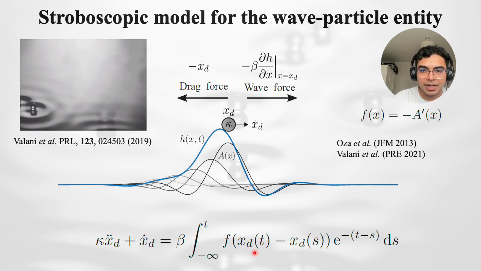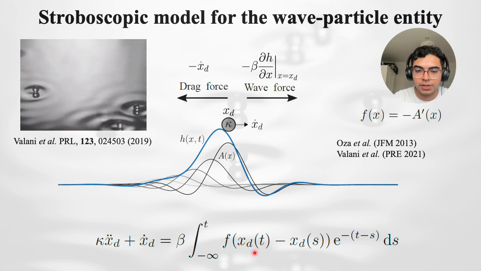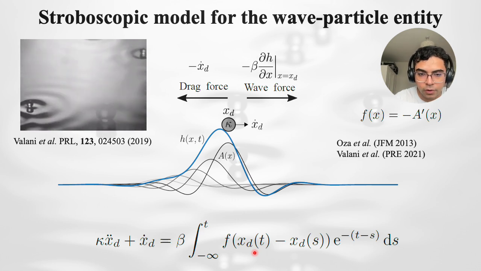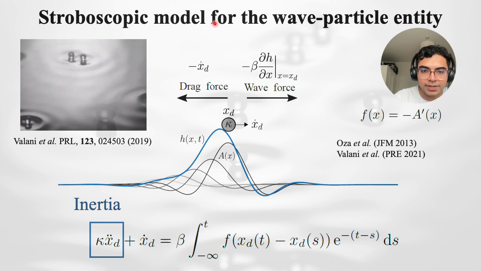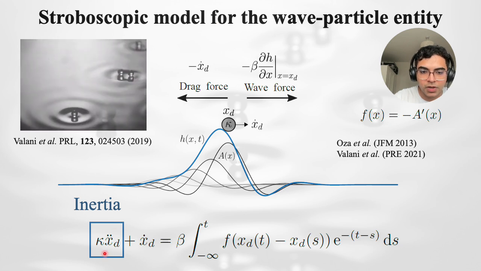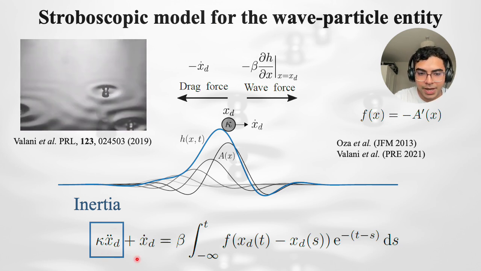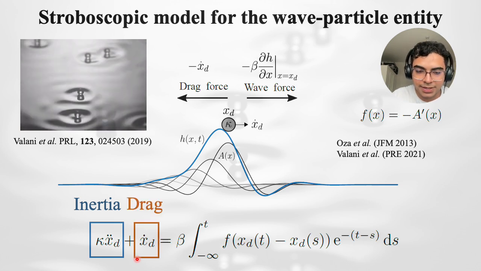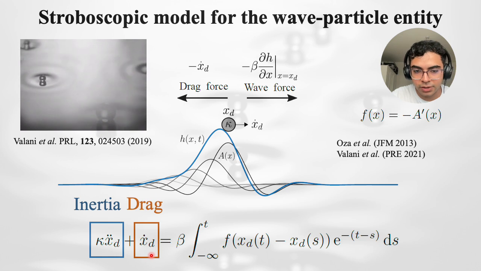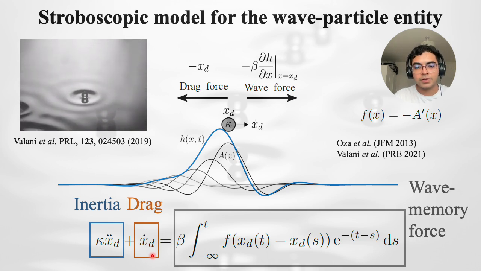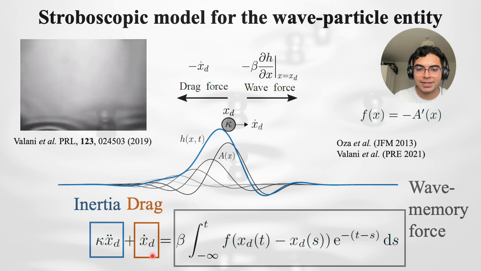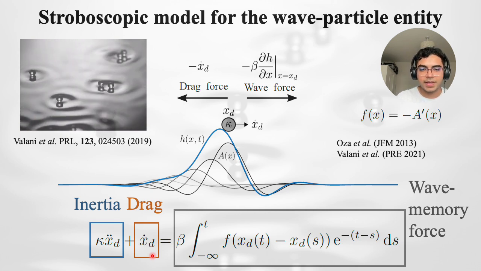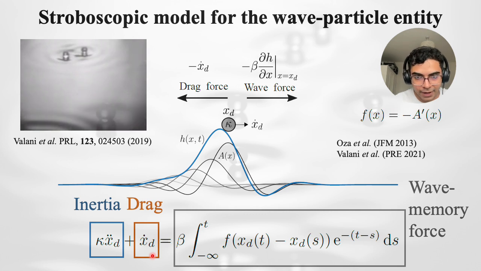It's essentially an equation for Newton's second law in dimensionless form. On the left side, you have an inertia term, so you can think of kappa as a dimensionless mass. Now there is dissipation in the system, so you have a drag term proportional to velocity. And then this complex looking term on the right hand side is the force that the droplet feels from its underlying waves.